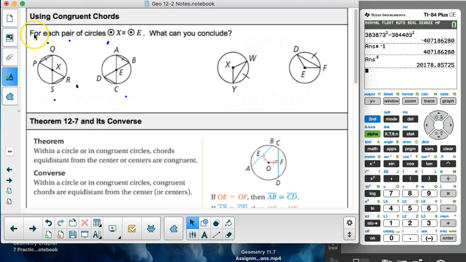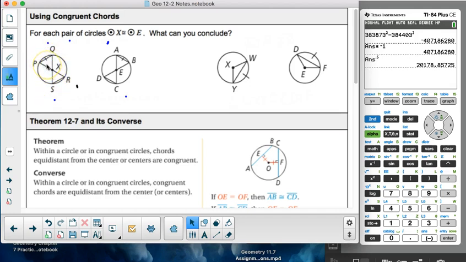Now, how do we use this? For each pair of circles, circle X is congruent to circle E. What can you conclude? I'm going to use 12.4, 12.5, and 12.6, those things that we just looked through. I have chord PQ congruent to SR.